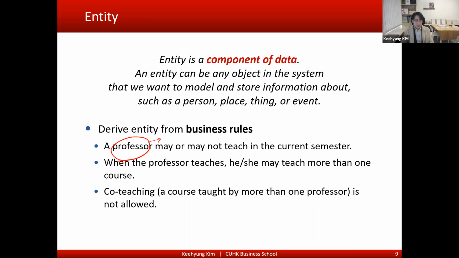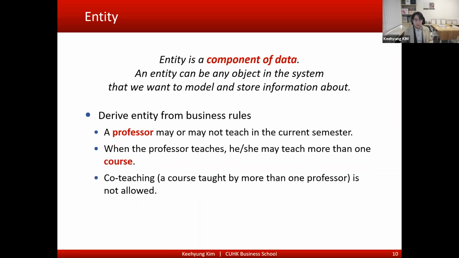And the second thing is course, right? Because a professor is teaching a course and we want to know what kind of course exactly they are teaching. So course is another entity, and we want to store detailed information about the course in that entity. From this simple example, we are able to identify two entities we want to create for the database. One is professor, and the other is course.